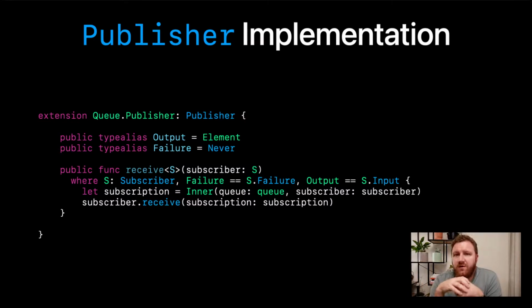But it means that we're not keeping a list of subscribers, so we don't have to do any locking or anything like that. Each of our inner types will work independently of each other. That's good. That's what we want.